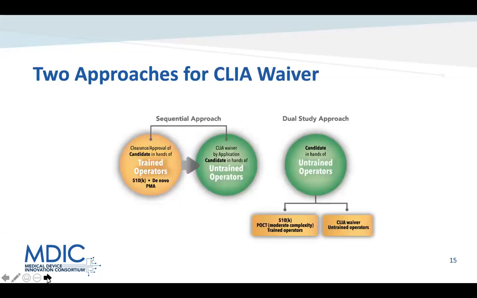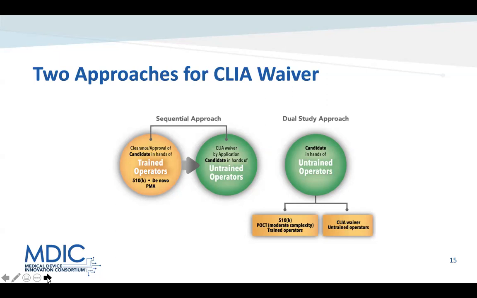So the intent of the blueprint was to give a direction to the manufacturers on getting a 510(k) approval as well as CLIA waiver. We try to structure the document in such a way that we provide pathways for two different types of approaches. One is a sequential approach where you get a 510(k) clearance first, or de novo or PMA, whatever the classification of the product may be. So you get a clearance of the product first, and then do a CLIA waiver application following the clearance of the product. You need to do a trained operator study for the initial clearance, and with the untrained operator for the CLIA waiver.